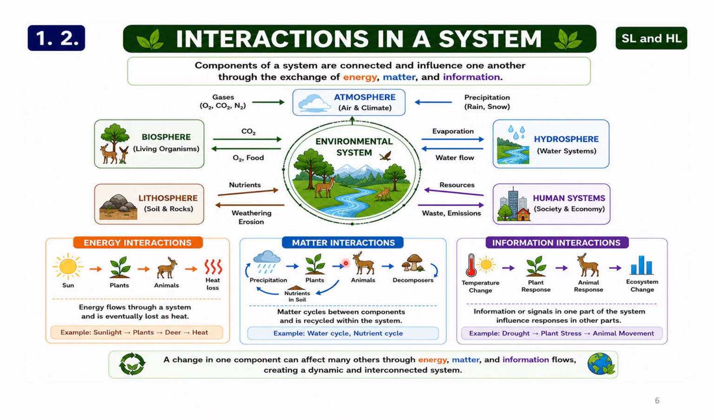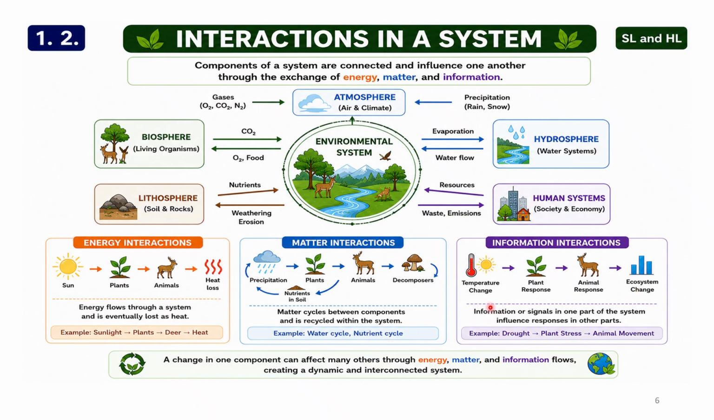Matter interactions involve the cycling and recycling of materials. Water, nutrients, and carbon move continuously between soil, plants, animals, decomposers, and the atmosphere. A good example is the nutrient cycle, where dead organic matter is decomposed and returned to the soil for plant uptake.